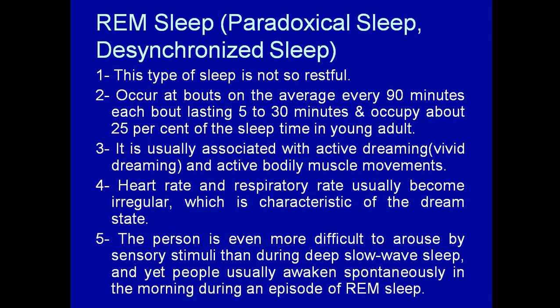Coming now to rapid eye movement sleep, also called paradoxical or desynchronized sleep. We will come to why it is called paradoxical or desynchronized sleep. This type of sleep is not so restful. It occurs in bouts on average about every 90 minutes, lasting about 5 to 30 minutes, and occupies about 25% of the sleep time in young adults.